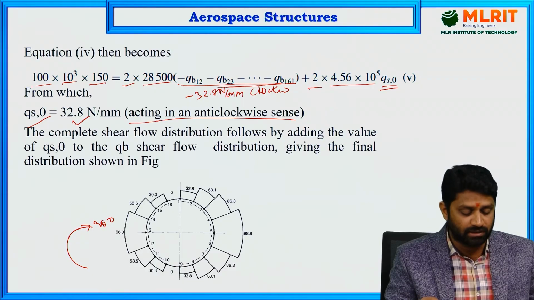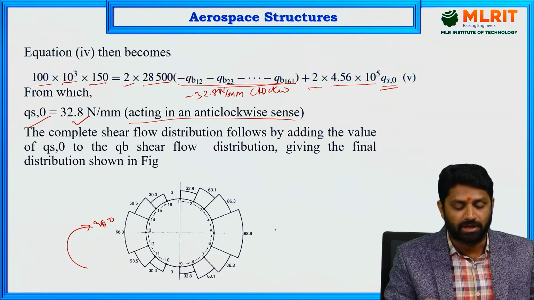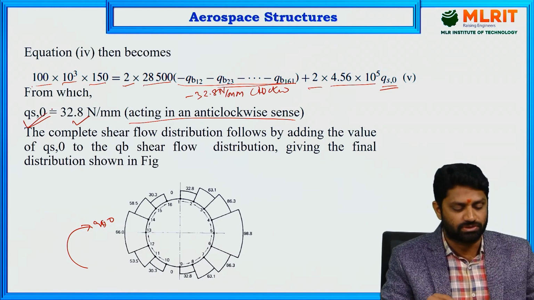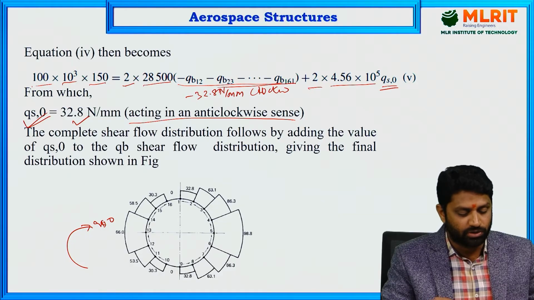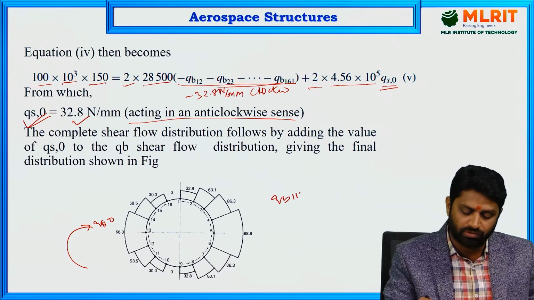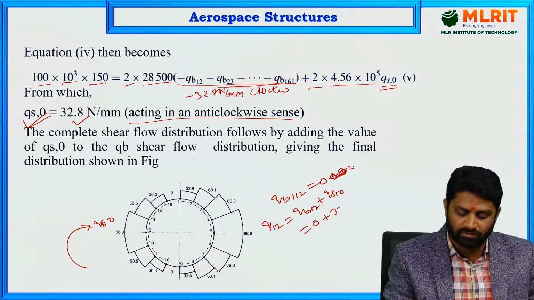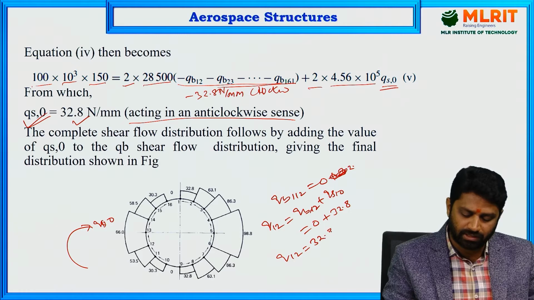So once you get all these things, you can complete the shear flow distribution by adding this QS naught value to all the QB values. For example, QB12 we have assumed as 0. Now when you add QS naught, Q12 equals QB12 plus QS naught. So QB12 is 0, that we have assumed, plus QS naught, it becomes 32.8. So Q12 you are going to get 32.8 Newton per mm.